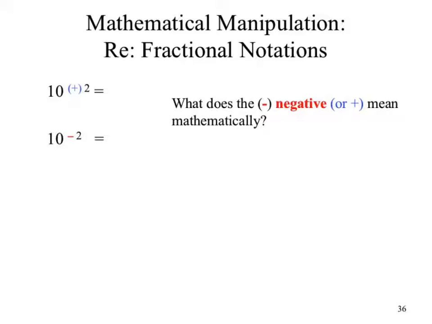10 to the positive 2, just run it. 10 to the positive 2 means I'm going to run that calculation where it is located. Where is it located? Like, that's a hard question. Let's make it easier. Where's that calculation located? One's place.